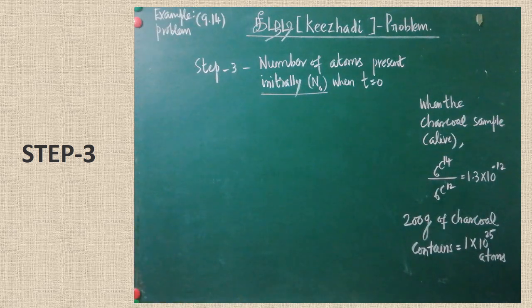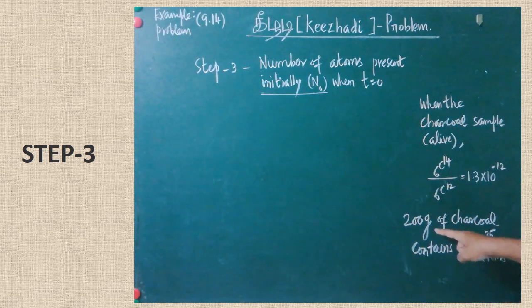Look at two more important things. When the charcoal sample was alive, the ratio of 6C14 to 6C12 atoms is a constant. Its value is 1.3 into 10 to the power of minus 12. This value won't be given in the problem, so you have to remember it. The ratio of 6C14 to 6C12 atoms is always this much. It's a constant value while alive. After death, the ratio won't be constant. That you should know.